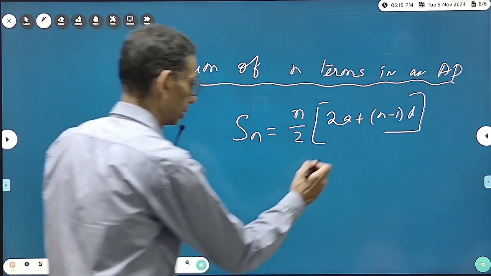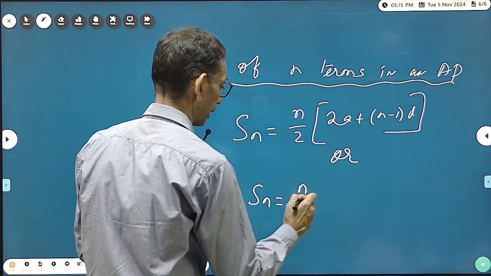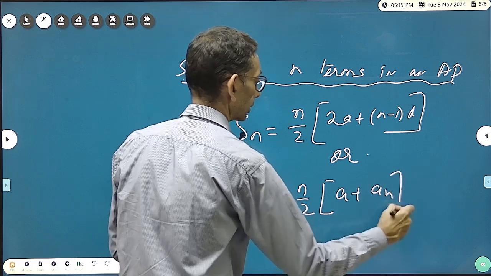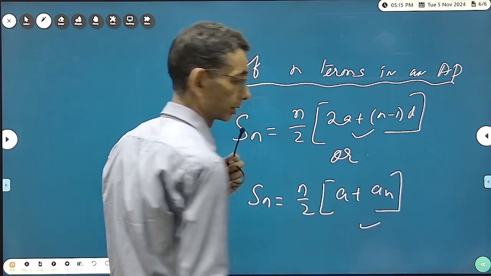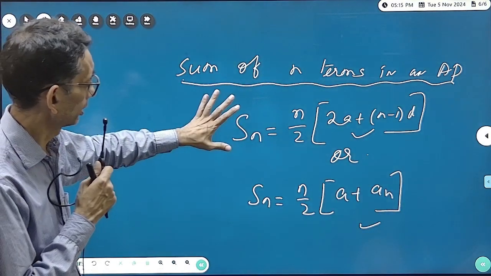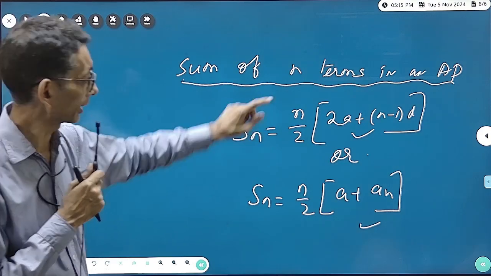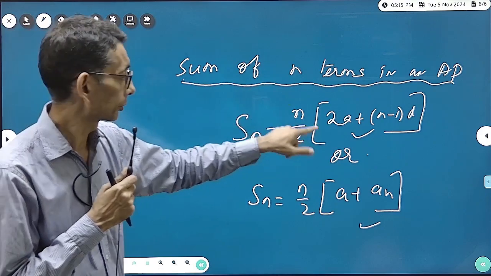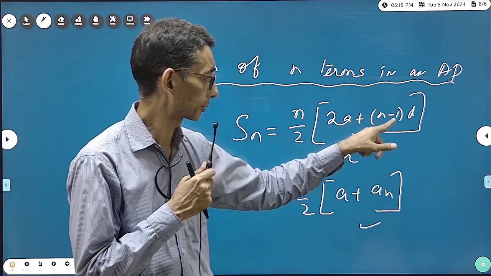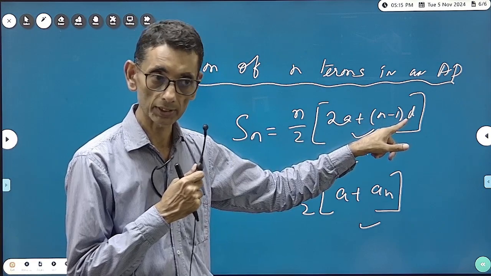Or we have another formula: Sn equals n by 2 into a plus an. You can use this formula or this formula. Sum up to nth term, right? If you are adding 100 terms, for example, that is 100 by 2, 2 into first term plus 100 minus 1 into d. You can find out the common difference.